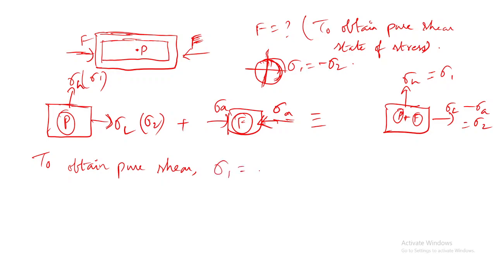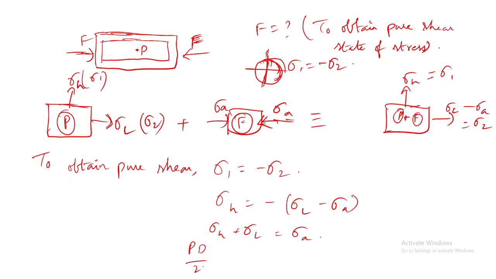As sigma is rotating, sigma 1 should be equal to minus of sigma 2. Correct or not? Yes, as it is rotating. So sigma H equals minus of sigma L minus sigma A. So what is sigma H plus sigma L equal to sigma A? What is sigma H plus sigma L?